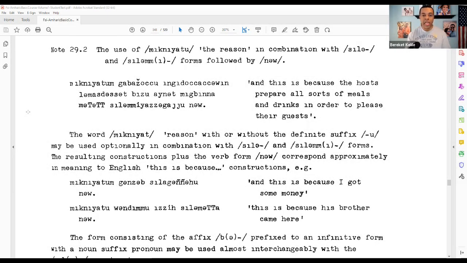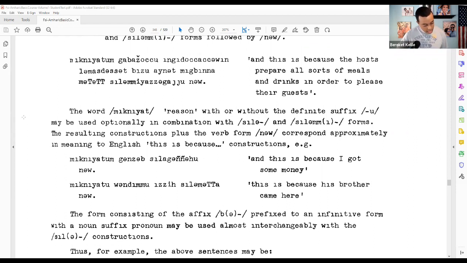We're going to look at the use of mikniatu, the reason, and a couple of different constructions of that. I'll read the example sentence where it says, mikniatum gabazochu in gadocha choen lamasteset bezuainet magibina matet salamiyazagaju no. And this is because the hosts prepare all sorts of meals and drinks in order to please their guests. And the thing to point out here is mikniat can be used with or without the definite suffix u.